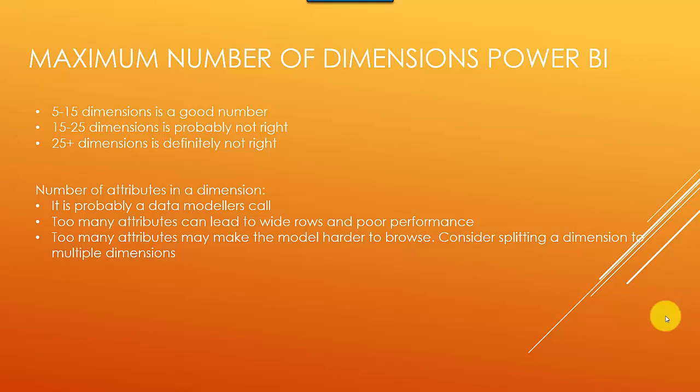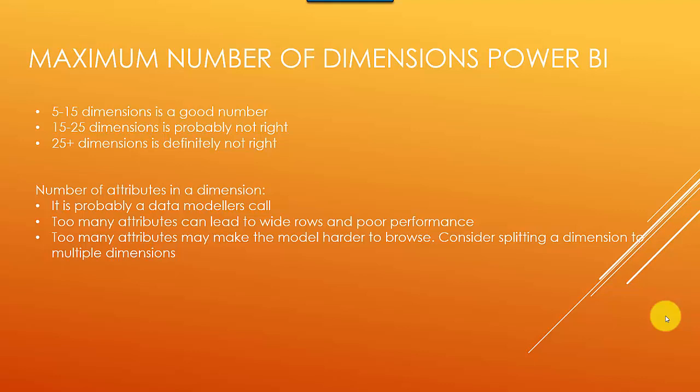So let's start. What's a good number of dimensions for a data model in Power BI? Now these are numbers as per Ralph Kimball. 5 to 15 is a good number as per some of the articles mentioned by Ralph Kimball in dimensional modeling. 15 to 25 is probably not right. It seems to be on a higher side, and if you've got 25 plus dimensions, it could really make it very difficult to traverse the model.